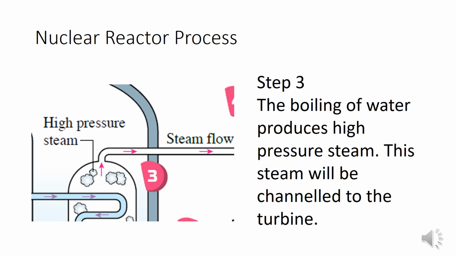The next step for this process is step 3. From step 2, the water will be pumped into the core reactor and absorb the heat. Then the water will boil. When the water is boiling, it will produce high pressure steam, and this steam will be channeled into the turbine.